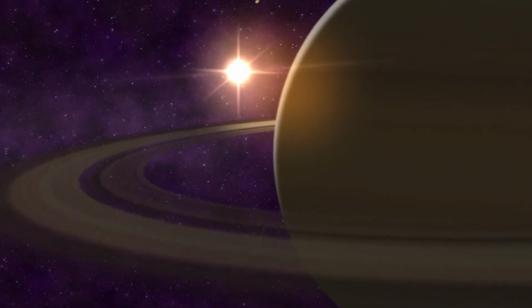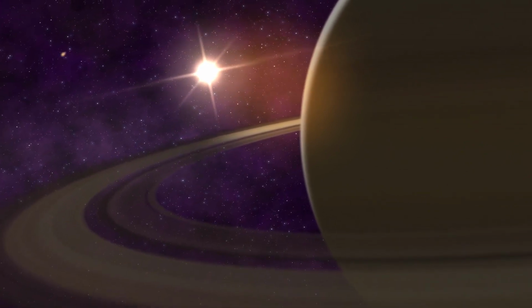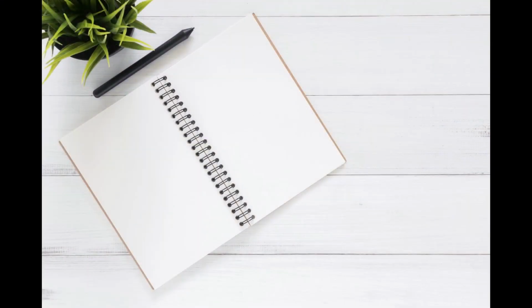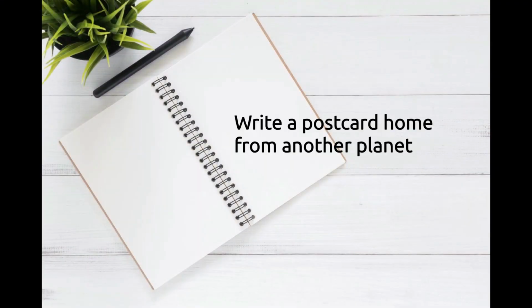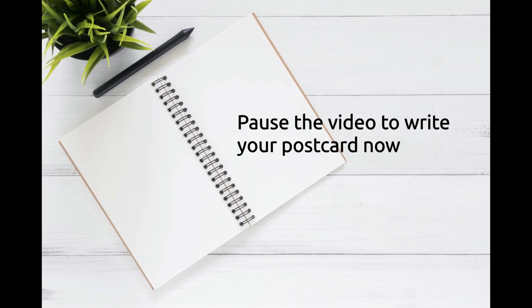For our next activity, I'd like you to imagine that you're the one who's gone on holiday to another planet, and write a postcard that you'd send to your friends back on Earth. It can be any planet you like, whether it's one that's in our solar system, or one that you've made up, or anything you like. You can even design a picture for the front of your postcard of the planet you've gone to visit.